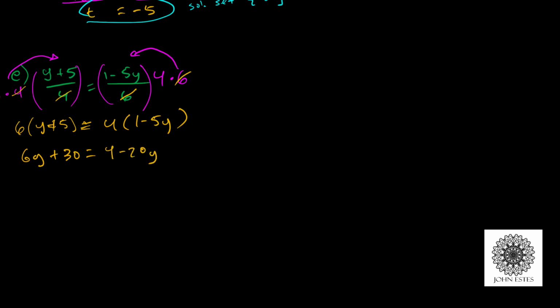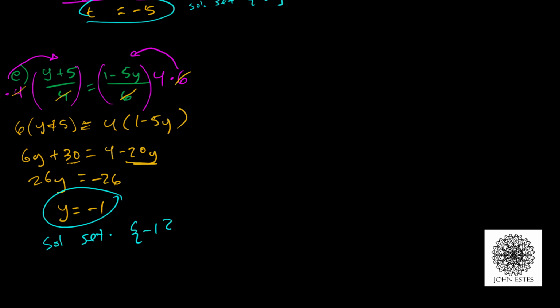Okay, now I need to bring over my negative 20y, and I end up with, let's see, 26y. And on the other side, I'm subtracting a 30, so I end up with a 4 minus 30, which is a negative 26. So now I want to divide both sides, I end up with y equals negative 1. Okay, and if you want to write it as a solution set, we know then that's just going to simply be negative 1 in squiggly brackets.